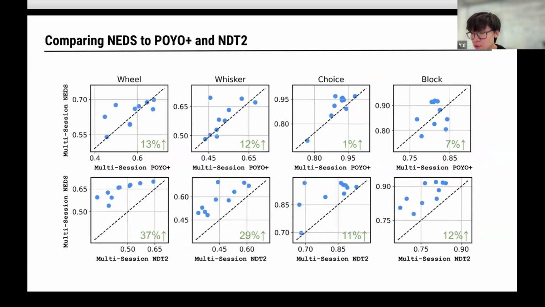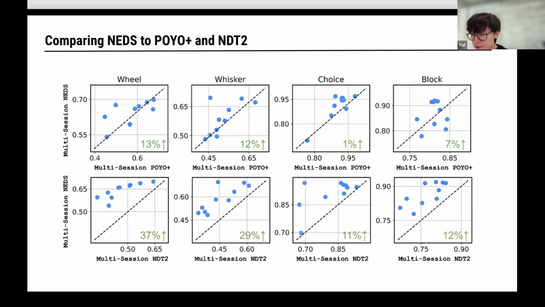So we also compare NEDS to two recent transformer-based models, POYO+ and NDT2. At the time of the comparison, NDT3 had not yet been released. And these models represent the current state of the art in neural decoding. And importantly, each model has a different pre-training objective. POYO+ performs multitask neural decoding of choice, block, wheel, and motion energy across all animals. And NDT2 performs self-supervised prediction of neural activity across all animals. And NEDS performs multimodal multitask masking across all animals.